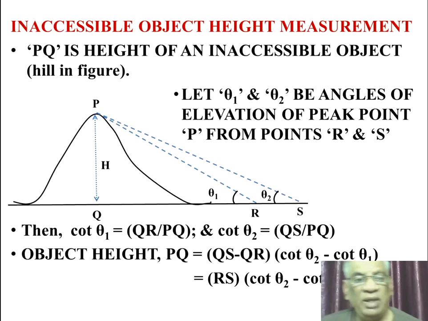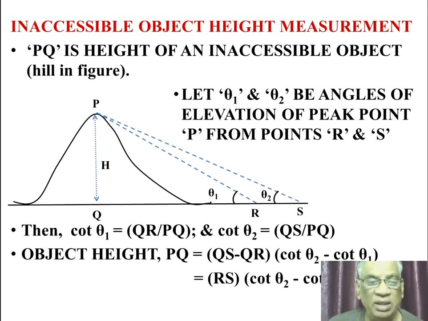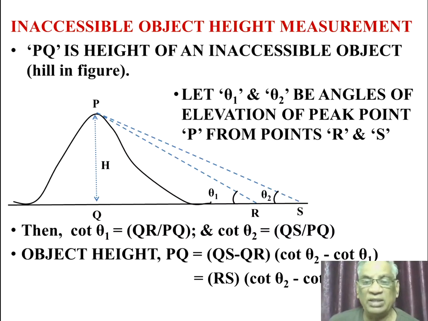Now for inaccessible object heights, we cannot measure the distance from the foot of the object to the point of observation. Suppose the foot of the building or object is not accessible, like a mountain as seen in this figure. If you see a hill, only its peak can be seen from anywhere. So what you do in this case is, PQ is the height of the mountain you have to measure. Move away from the mountain to points R and S.